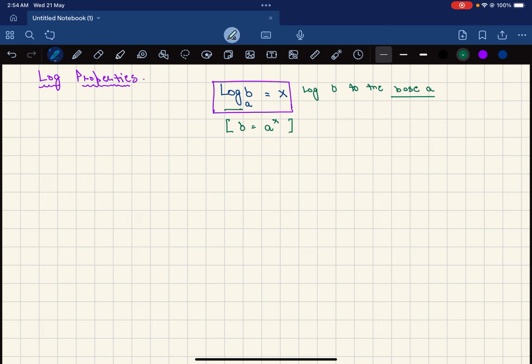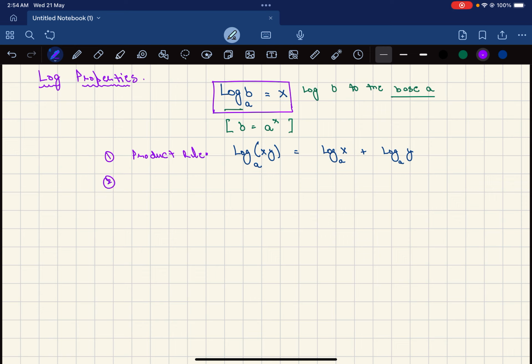Now we'll be looking at some properties of logs, which we'll be using in general for various metrics definitions. So the first property is the product rule. This we have seen before as well. What the product rule states is log of xy to some base a is nothing but log of x to the base a plus log of y to the base a. So the base remains the same, and instead of a product we can separate out two different logs and we just need to add them.